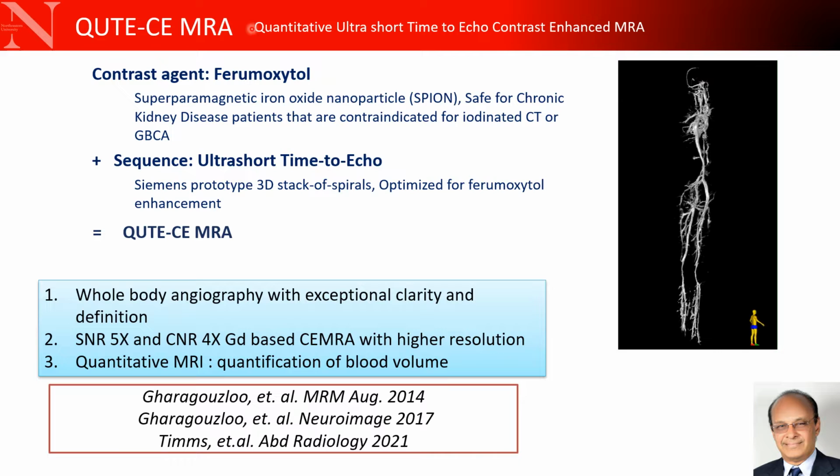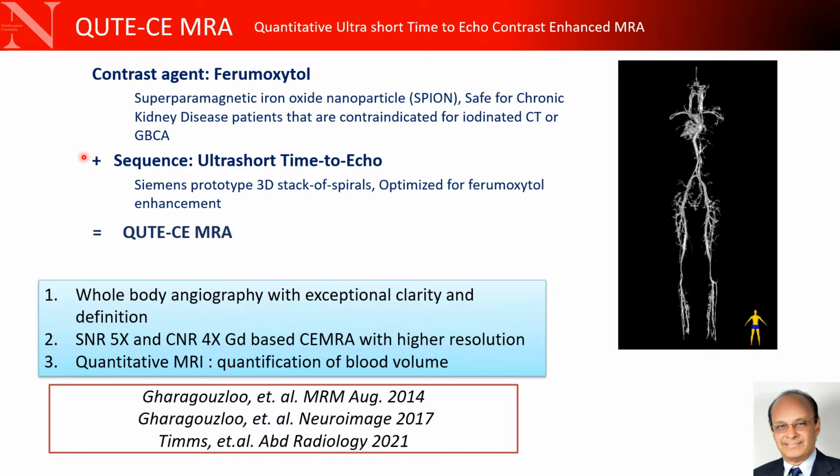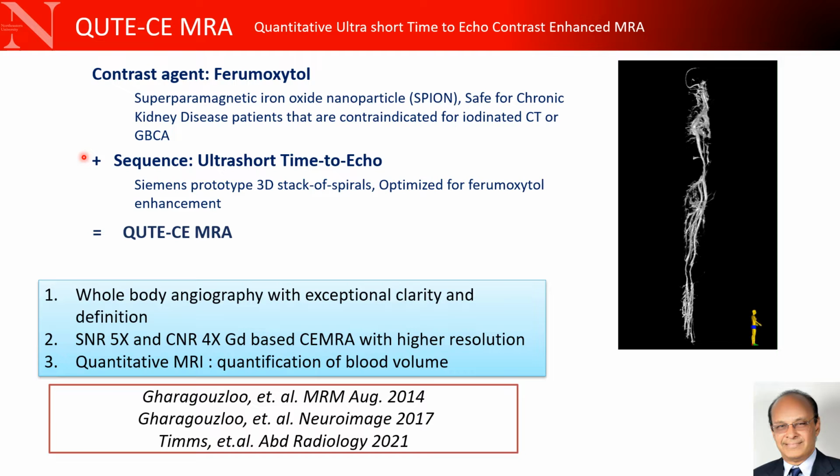QTCE-MRA is short for Quantitative Ultrashort Time to Echo Contrast Enhanced Magnetic Resonance Angiography. We use the contrast agent ferumoxytol, which is clinically approved for iron anemia therapy and can be used for imaging off-label with IRB approval. This is a superparamagnetic iron oxide nanoparticle which is safe for chronic kidney disease patients who cannot undergo iodinated CT or gadolinium-based contrast agent.